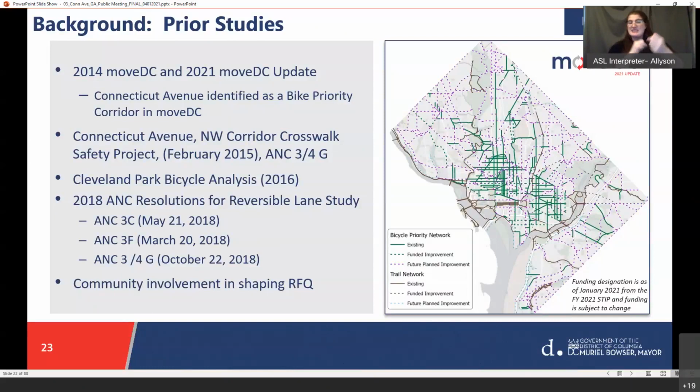And in 2018, there were three ANC resolutions that asked DDOT to consider the potential removal of the reversible lanes, and also to consider a potential mobility improvement such as protected bicycle lanes. Again, that was in the fall of 2018, and DDOT developed a request for qualifications for a consultant, and the community was extensively involved in shaping that RFQ.